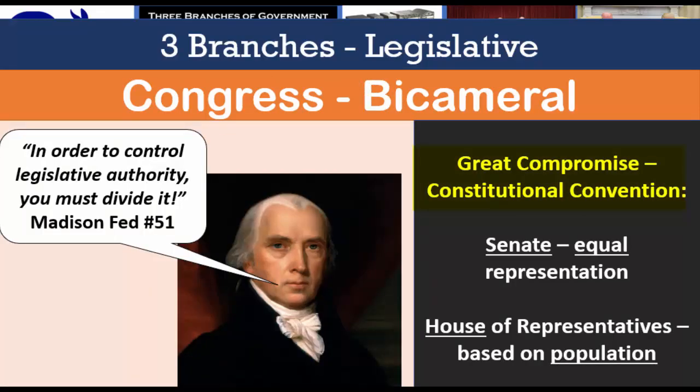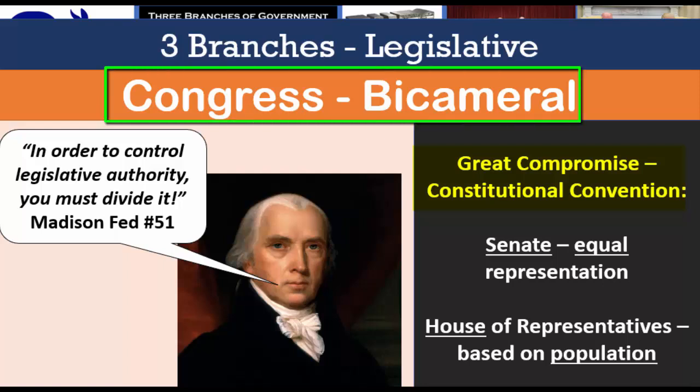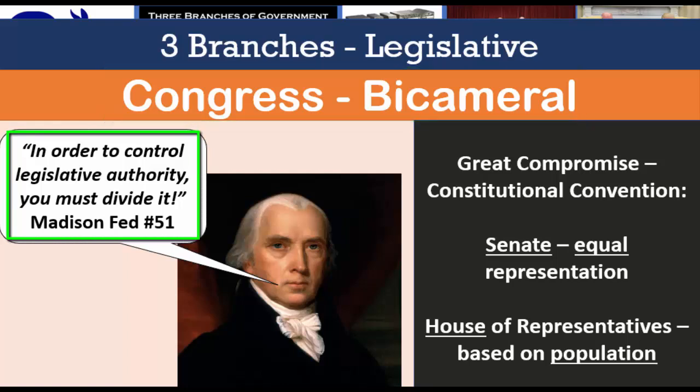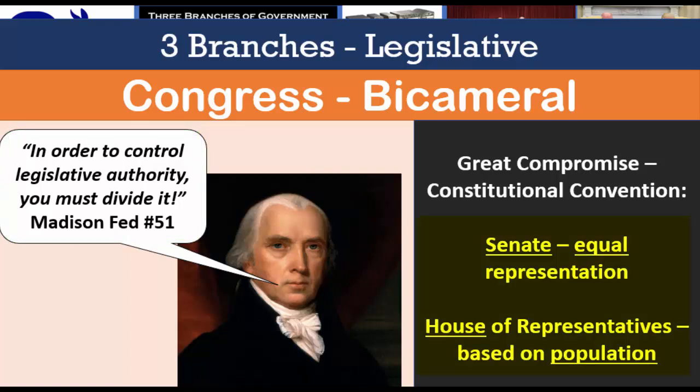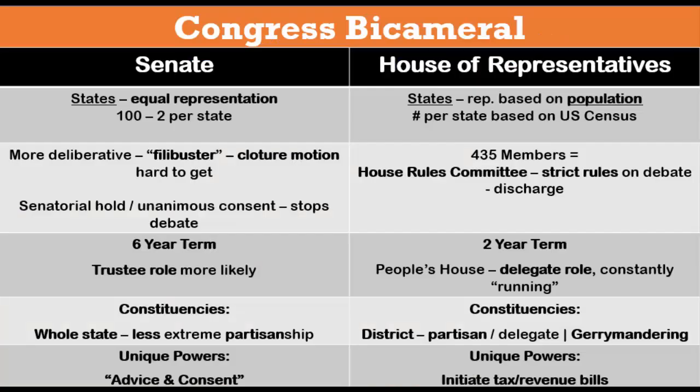Remember, at the Constitutional Convention, the framers decided to create a bicameral or 2-house legislature, which in Fed 51, Madison again describes would provide another check on the legislative process. It also gave us a Senate with equal representation and the House of Reps based on population. Here's an overview of the differences between the 2 houses, and I've bolded the ones that are most important if you want to hit pause and write them down.